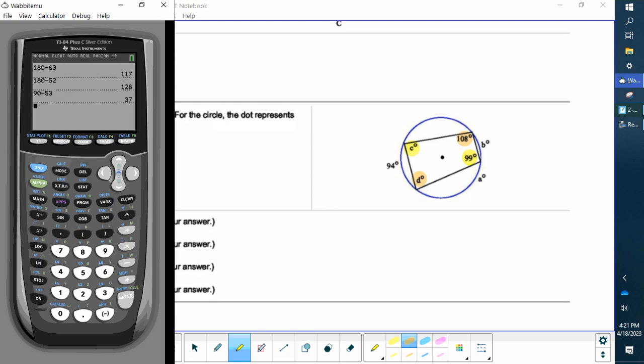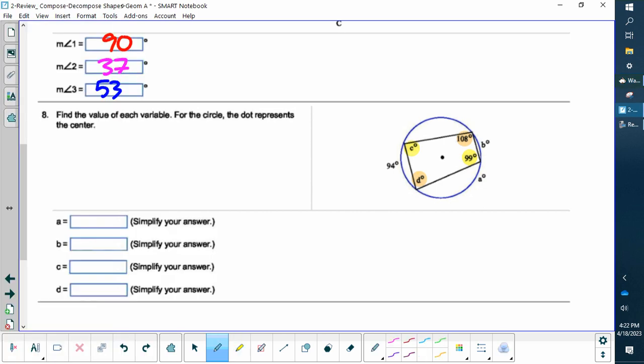So let's do some quick math on the calculator. So 180 minus 99 is 81. So C is 81. 180 minus 108 is 72. So 81 and 72. So C is 81 and D is 72.